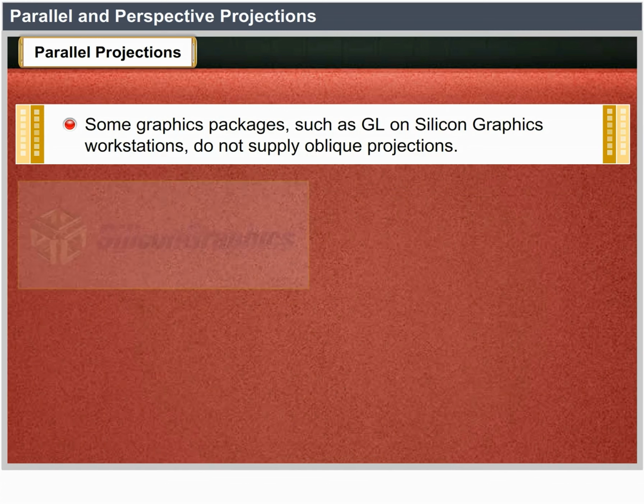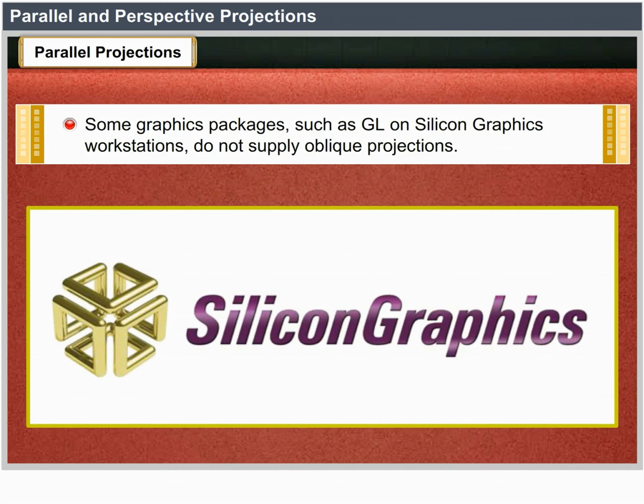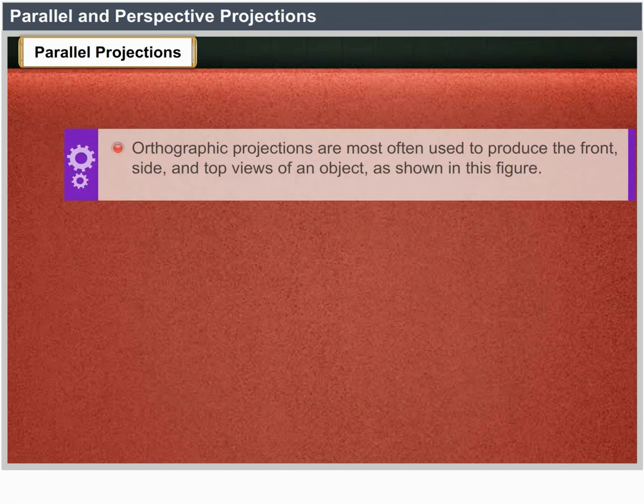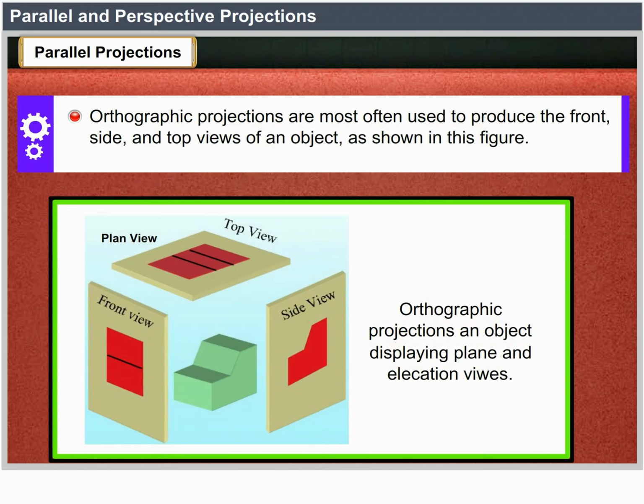Some graphics packages, such as GL on Silicon Graphics workstations, do not provide for oblique projections. In this package, for example, a parallel projection is specified by simply giving the boundary edges of a rectangular parallelepiped. Orthographic projections are most often used to produce the front, side and top views of an object, as shown in this figure.